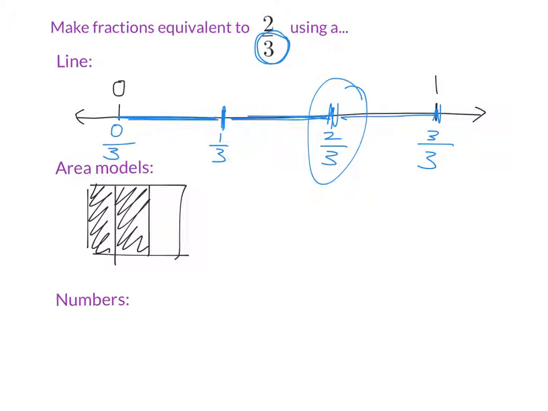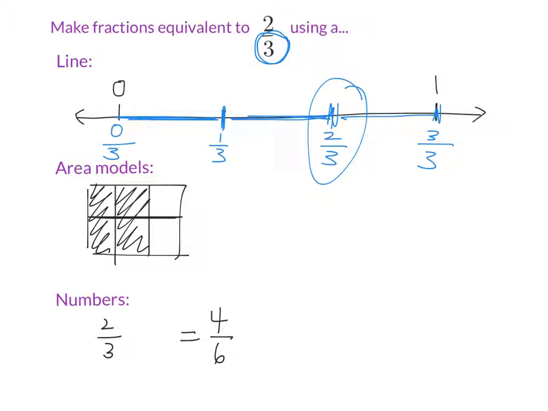Now, actually I'm going to write it down here in the numbers. Okay. 2/3. Now, let's say I split this whole thing in half. Now, how many total sections do I have? 6. 6, and how many are colored in? 4. So that means 2/3 is equivalent to 4/6.